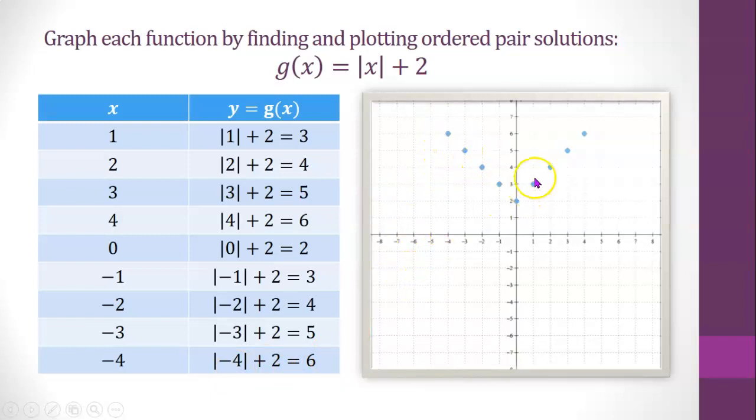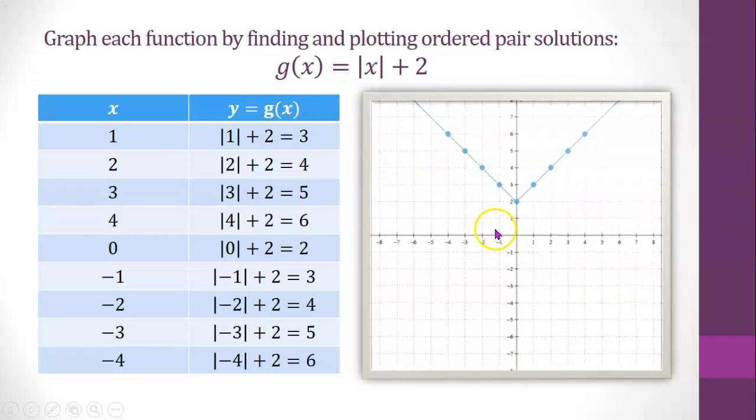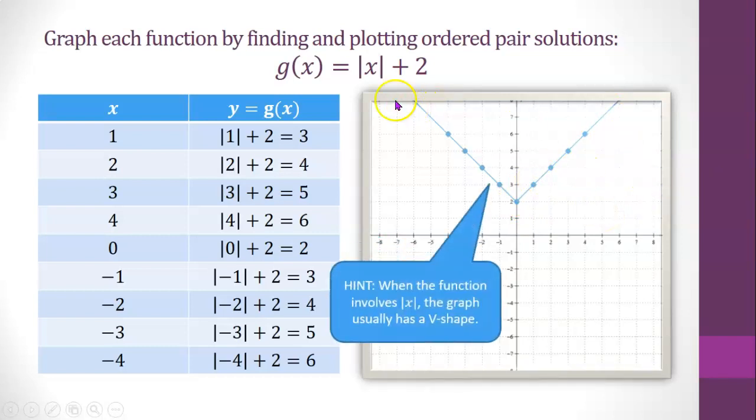Now, do you see how these points are lining up? If we wanted to just draw something that went through all of those points, that's what it would look like. It would be this sort of V-shaped graph, coming down and then turning the corner and coming back up. So, hint, when you have a function that involves the absolute value of x, or the absolute value of something related to x, the graph is usually going to have a sort of a V shape like this, where it turns a sharp corner.